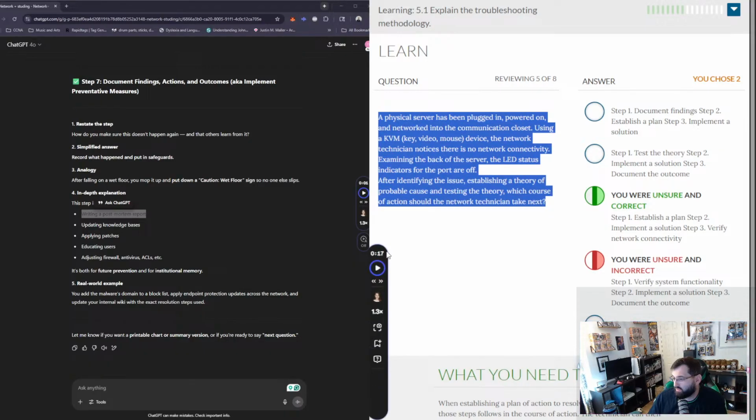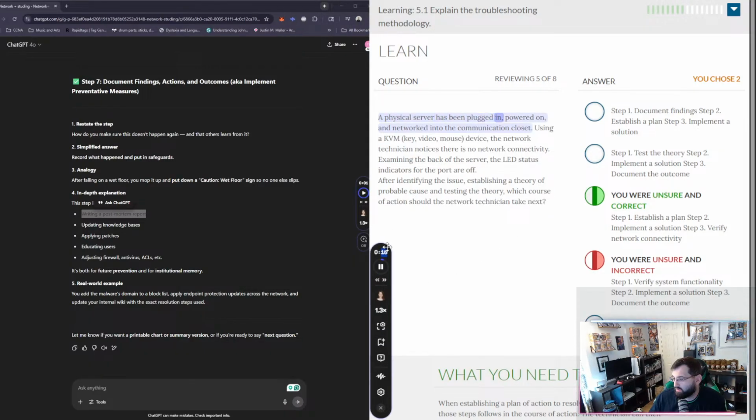This one's a little bit different. Let's see what's going on. Physical server has been plugged in, powered on, and networked into the communication closet. Using a KVM key video mouse device, the network technician notices there is no network connectivity. Examining the back of the server, the LED status indicators for the port are off. After identifying the issue, establishing a theory of probable cause, and testing the theory, which course of action should the network technician take next?